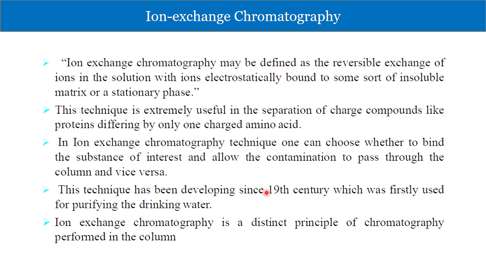The third type of chromatography, where we will be speaking about the charge-charge interaction, is our ion exchange chromatography. So ion exchange chromatography can be defined as the reversible exchange of ions in the solution, with the ions electrostatically binding to some sort of insoluble matrix or a stationary phase. It is very useful in separation of charged compounds like proteins differing by only one charged amino acid, or you can use it to choose whether you want to bind the substance of interest and allow the contaminants to flow away.